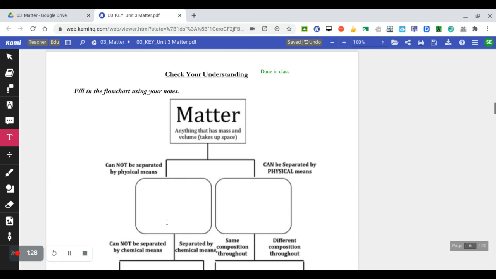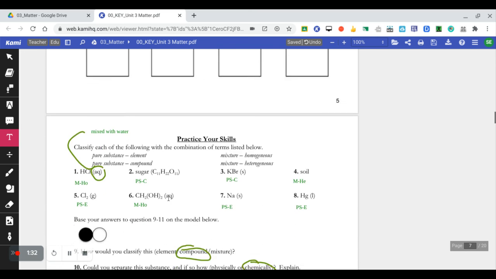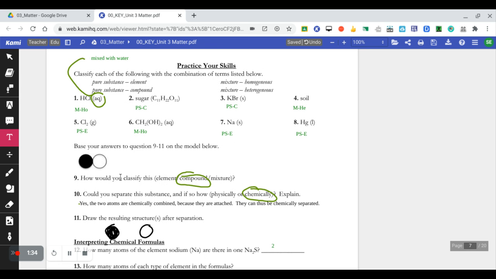Check your understanding. I did this in class, so make sure you have this completely filled out with all those details. Practice your skills. So classify each of the following. Actually, I'm not going to go through each one of these. I'm just going to give you a chance to check your work. Again, recall that aqueous means mixed with water. So here, M stands for mixture, HO stands for homogeneous, HE stands for heterogeneous, C stands for compound, and E stands for element, with PS being pure substance.